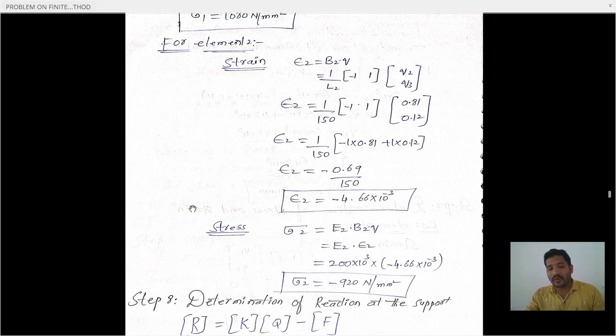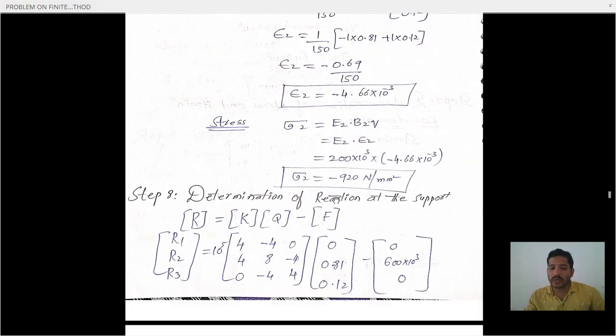Then again we find the stress, following the same formula. Stress sigma 2 is equal to E2 into B2 into Q. E2 is the modulus of elasticity, or Young's modulus, given as 200 into 10 power of 3. B2 into Q, the strain, is minus 4.66 into 10 power of minus 3. Just multiply these terms and you get a stress of minus 920 Newton per mm square.